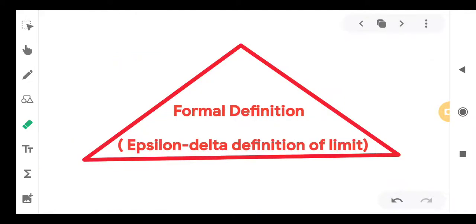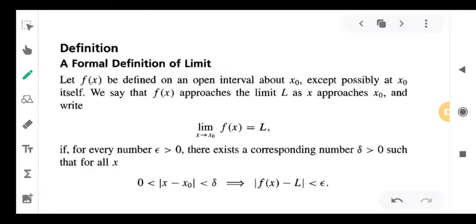First, we'll have the formal definition. That's also called the epsilon delta definition of limit. Now, the formal definition goes like this.